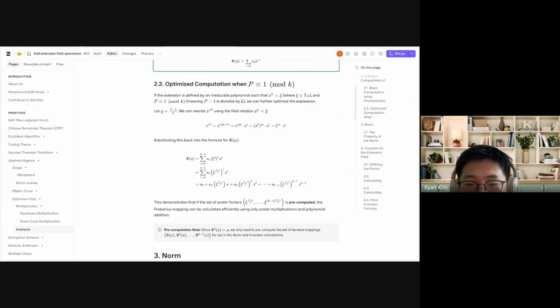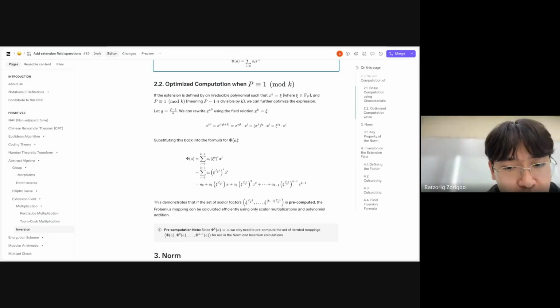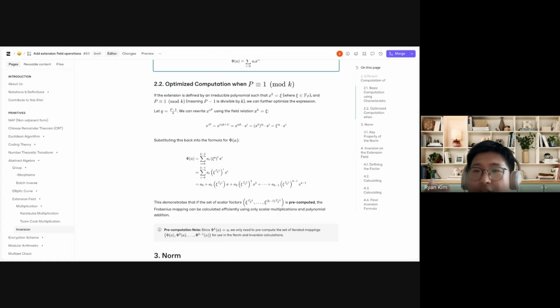And the fact is that if you apply the Frobenius mapping k times, you will go back to A, because of the p minus 1 over k. If you compute this to the k, you will get xi to the p minus 1, which is xi to the 1, right? According to the Fermat theorem. So we just need k multiplications? No, k minus 1 exponentiations.